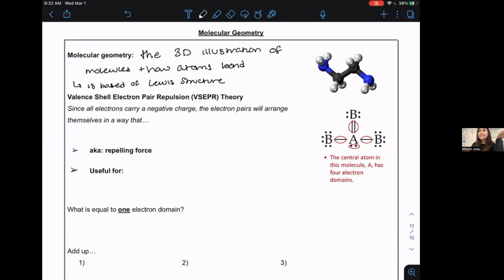Why isn't carbon tetrahydride a cross? Why is it this tetrahedral claw looking shape? Well, it's because of this. Since all electrons carry a negative charge and electrons are what are being shared in bonds, the electron pairs, the electrons being shared, will arrange themselves in a way that maximizes distance and minimizes repulsion between the electrons.